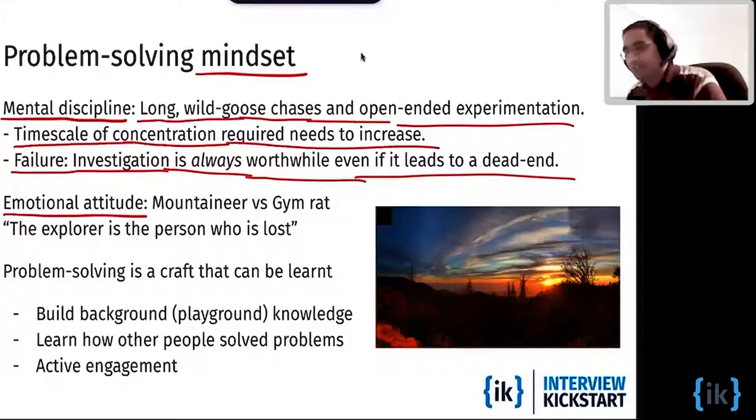Secondly, we need to change our emotional attitude towards these type of questions. Many people have an aversion to these types of questions, because they think that if you can't immediately see the method, somehow either you're not smart enough or there's something wrong. Well, there's nothing like that.